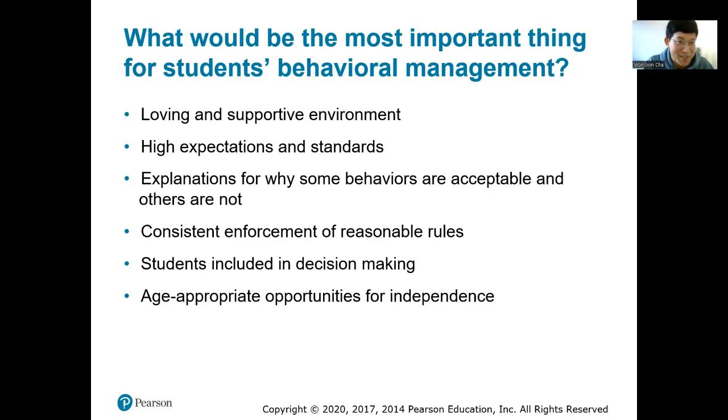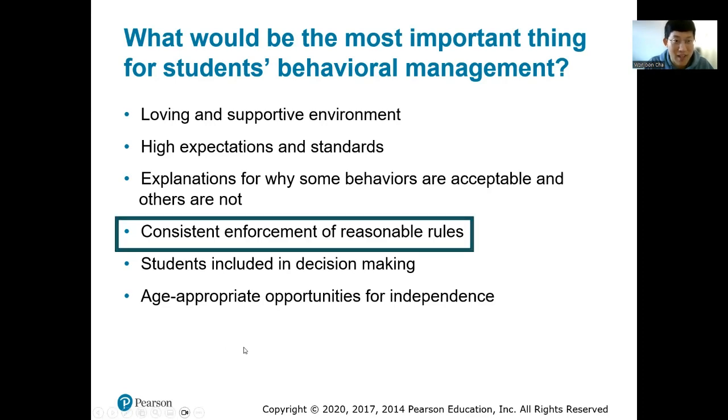I'm going to give you 5 seconds. Well, apparently all of these are very important, but the research shows that consistent enforcement of reasonable rules is really important for students' behavior management. And I also personally think this is the most important thing, but also very challenging. So there are two parts in this strategy, right?